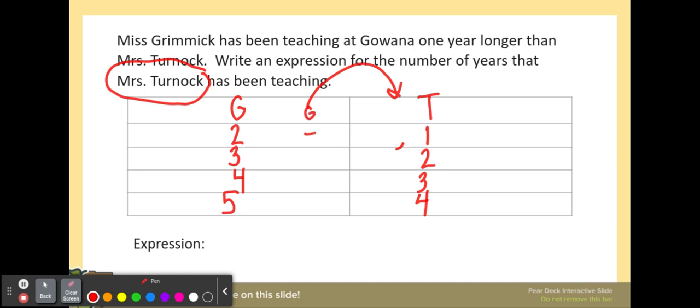So I could say I am subtracting 1. Does that work for the whole table? 3 minus 1 is 2. 4 minus 3 is 1. So I'm subtracting 1. So G minus 1 is going to equal Mrs. Turnock. So my expression is G minus 1. And that way, when I do know how many years Miss Grimmick has been teaching, I can subtract 1, and then I can figure out how long Mrs. Turnock's been teaching.